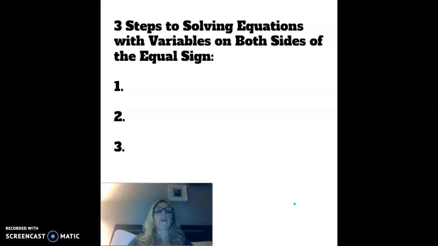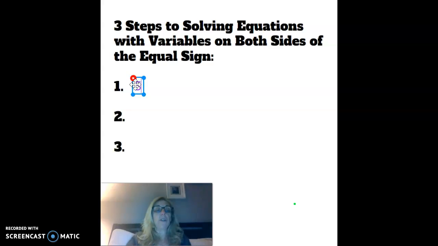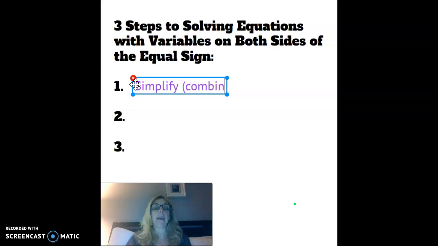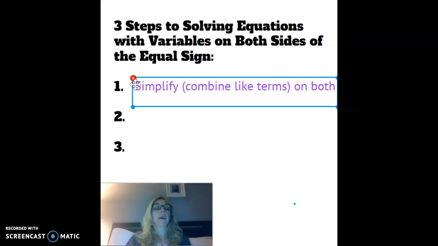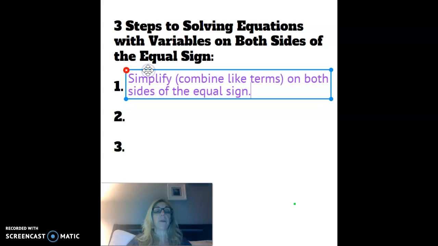First thing we are going to do is talk about those three steps. The first step that we have is to simplify. And in parentheses, I want you to write combine like terms on both sides of the equal sign. Now remember, if I'm typing, you're writing, so don't forget to be doing that as you're taking notes. You will need these steps to solve these problems. We are going to discuss simplifying and combining like terms on both sides of the equal sign when we do our examples. Right now, I just want you to focus on getting these rules down.